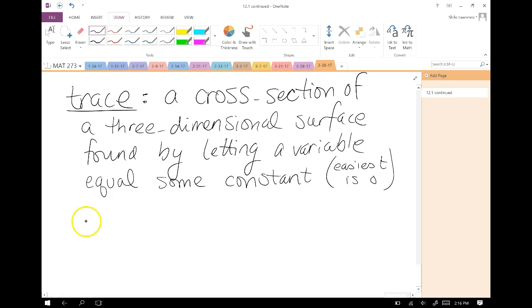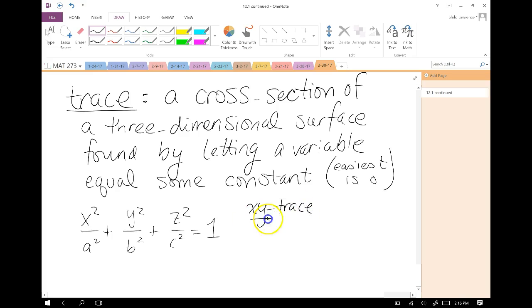So for our ellipsoid, I'm going to write the equation again. We want to know what the traces are. I want to know what the individual pieces are that come together to make up this surface. So for my XY trace, I'm going to let z equal 0. And most of the time when we let a variable equal 0, it just wipes that out of the equation.